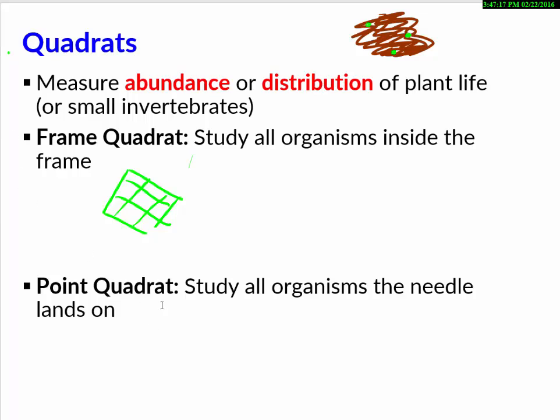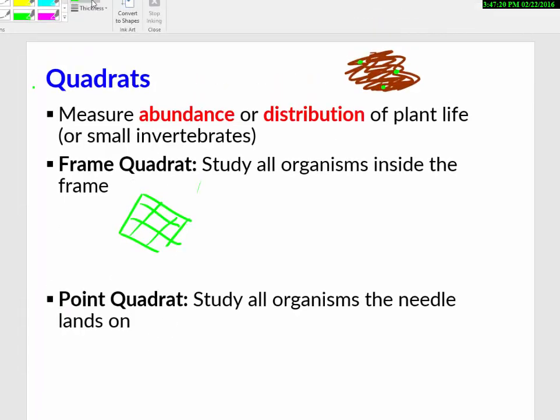A point quadrat is a little thing like this, which we put down on the ground, and it has holes in the top like this, and it has a needle, and we drop the needle through each hole. That's not a very good needle, but you probably get the idea. You just put the needle through the hole, and whatever plant or insect it lands on, you look at that. So if this landed on a dandelion, then you would count a dandelion, and if this landed on grass, then you would count grass, and so on.